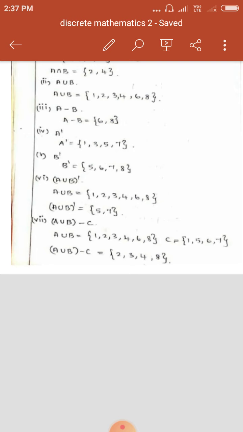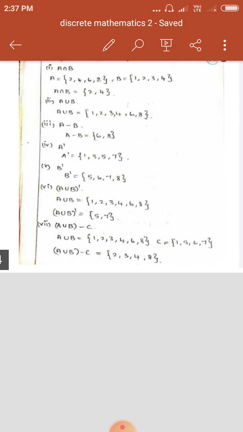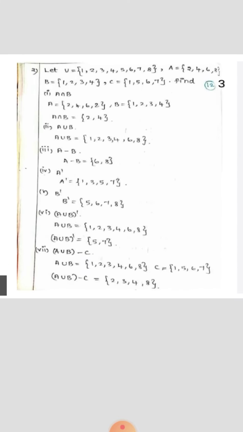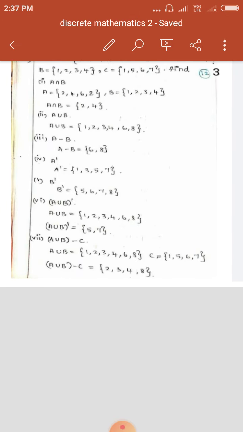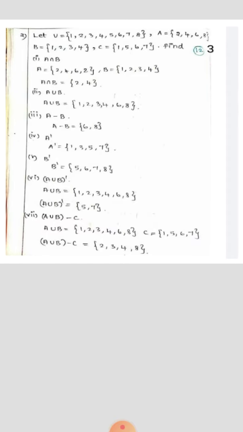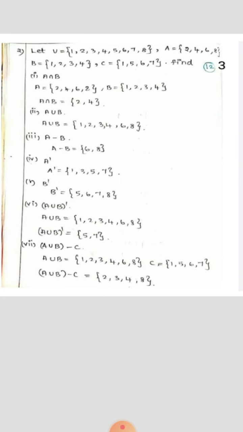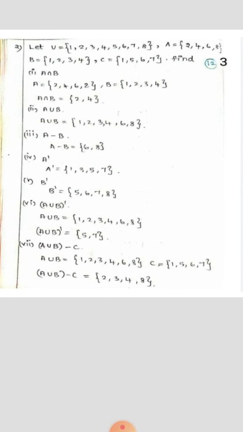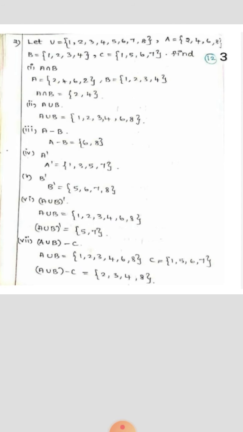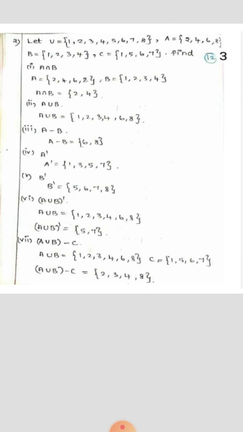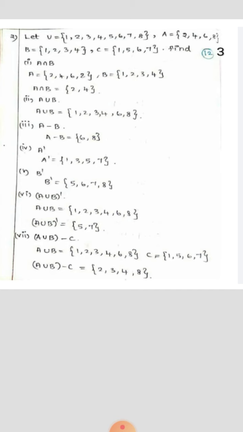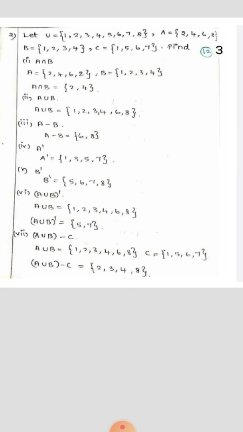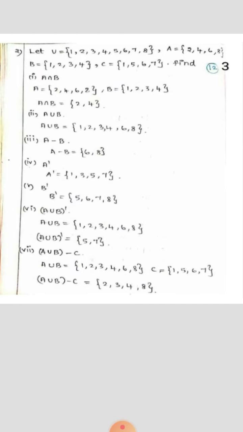Next one, A union B difference C. We know A union B and C, we have to compare both terms and cancel the common terms in A union B alone. What are the terms common? 1 is common, so cancel 1, and 6 is common, so cancel 6 in A union B. The remaining terms are 2, 3, 4, 8. That is A union B difference C is equal to {2, 3, 4, 8}.